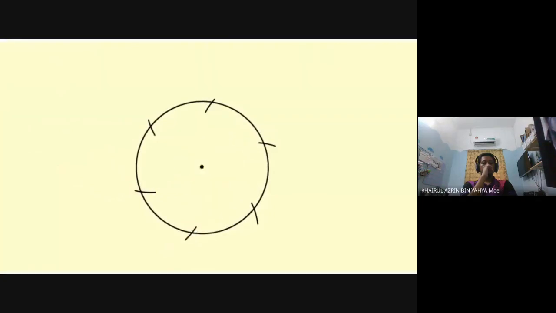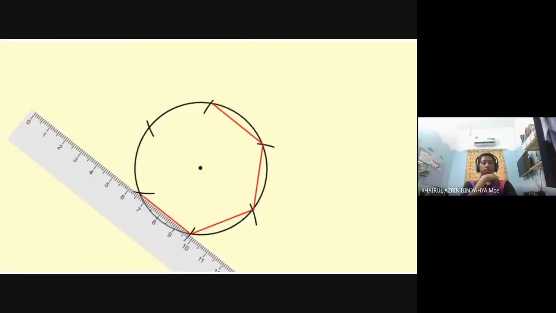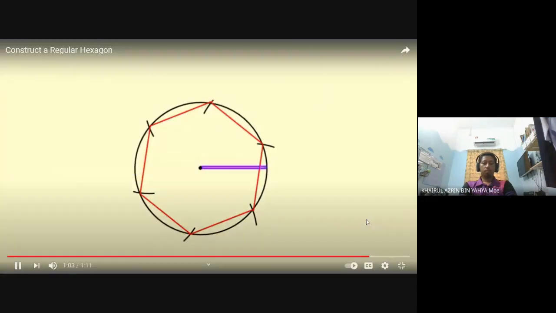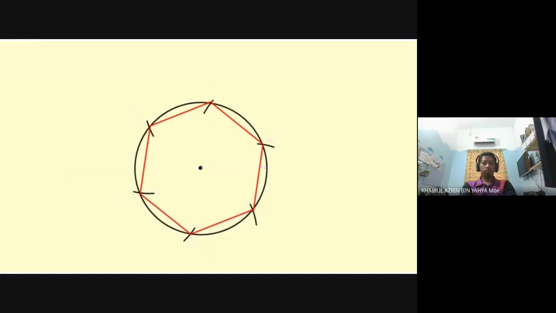Once you finish, those points of intersections will be the vertices of your regular hexagon. So just take your ruler and connect them. As long as you use the radius to mark off the arcs along the circle, you will get a regular hexagon.